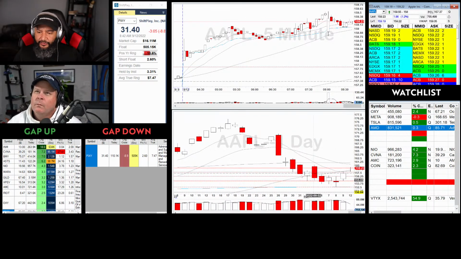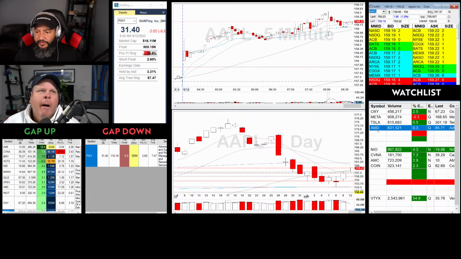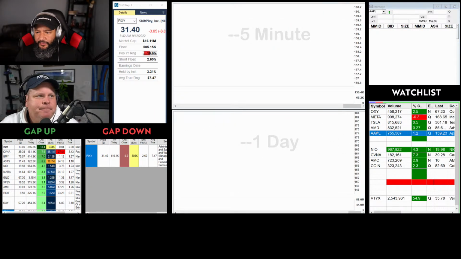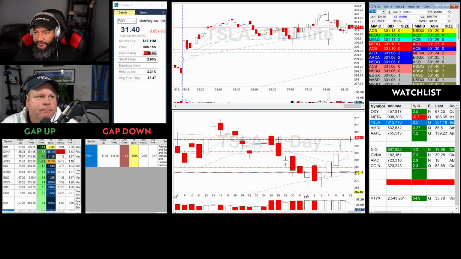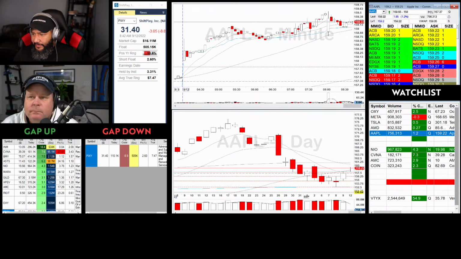I like the daily on Apple too for a possible push here. If the market is going to be strong today, that's going to be key for it. I actually like Apple better than Tesla and AMD at the moment. So definitely Apple on my list.